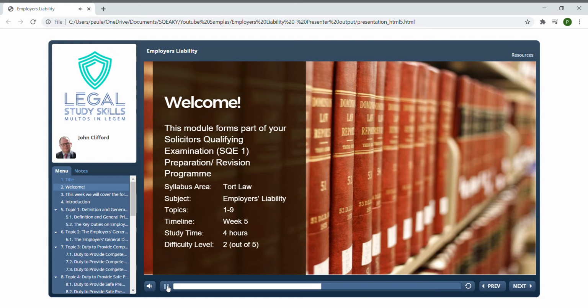The total study time is approximately 4 hours, but obviously that is quite subjective. It depends on you and how well you manage to cover the material. And the difficulty level here is 2 out of 5, just to remind you, 5 being the hardest and number 1 being the easiest area. And again, that's fairly subjective.